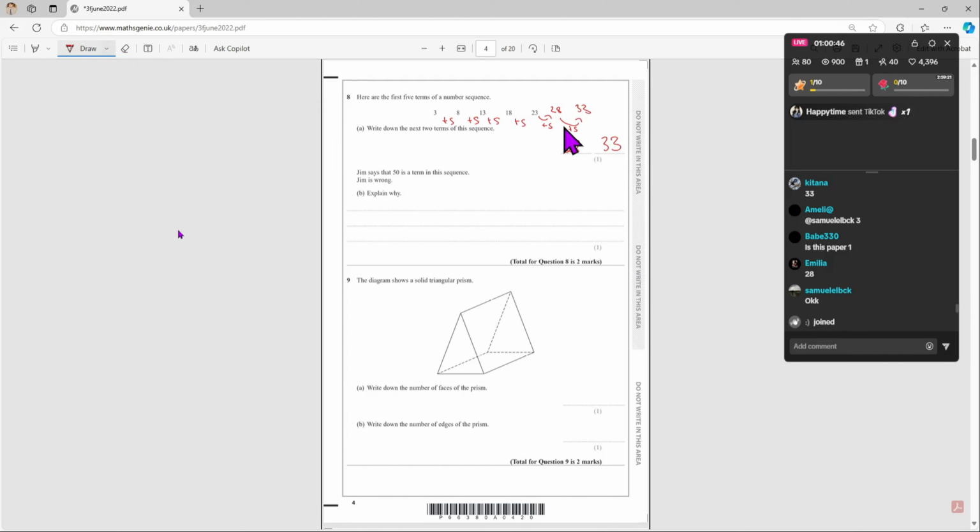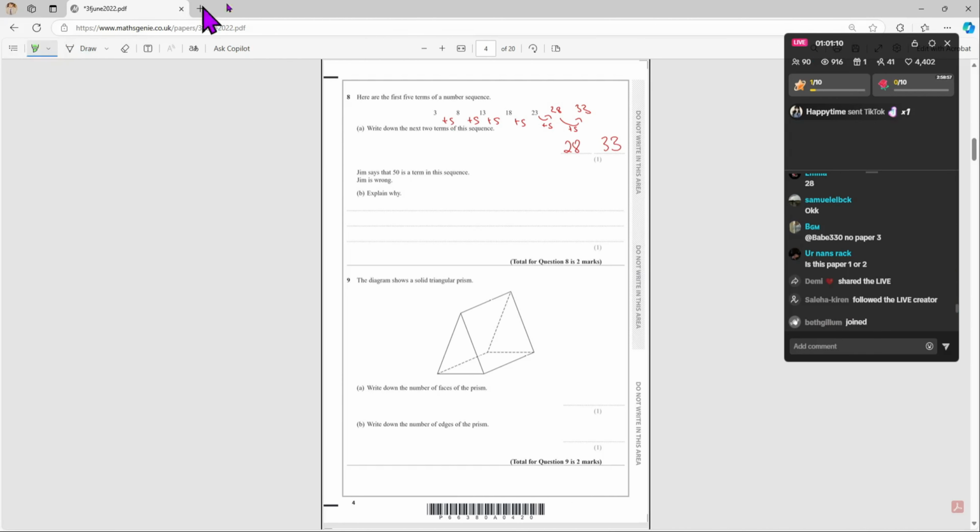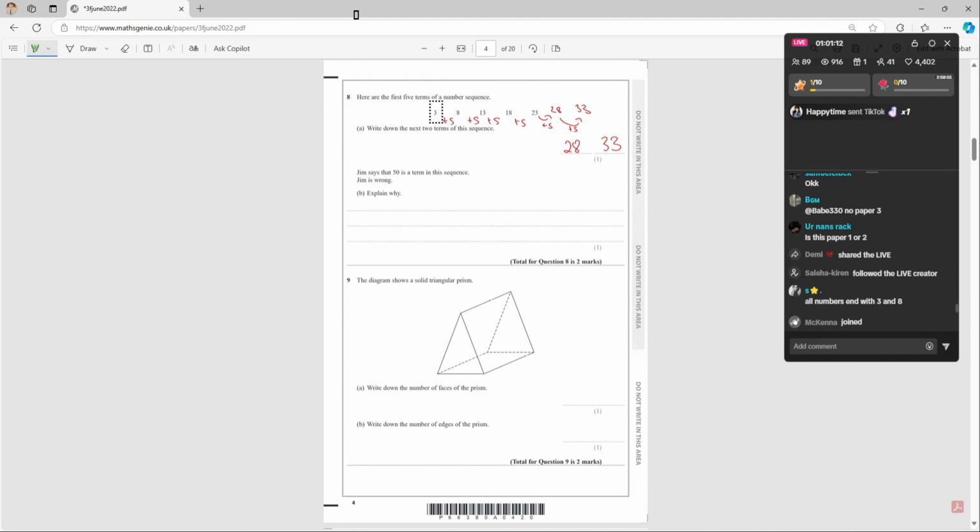And now Jim says that 50 is a term in this sequence. Jim is wrong. Explain why. Why is Jim wrong, guys? Tell me in the chat. Why is Jim wrong? And remember, look at the sequence very carefully. It's a very, very simple explanation if you look at it very carefully. So I'm going to give you a clue. Look at this.